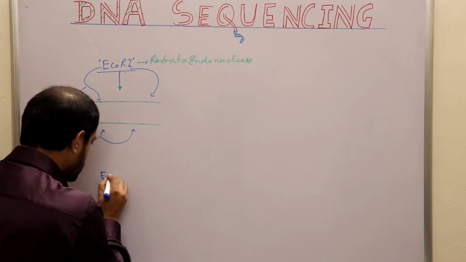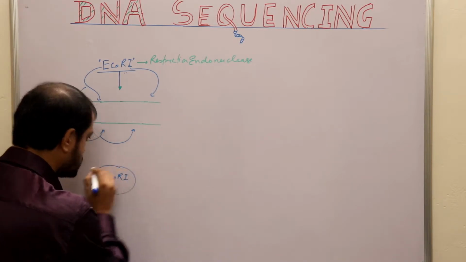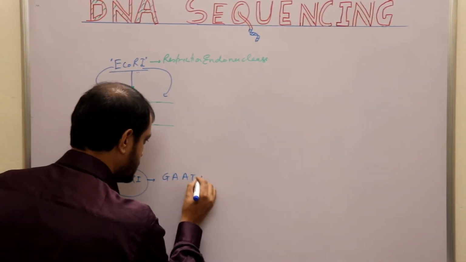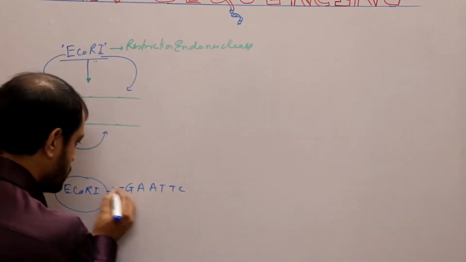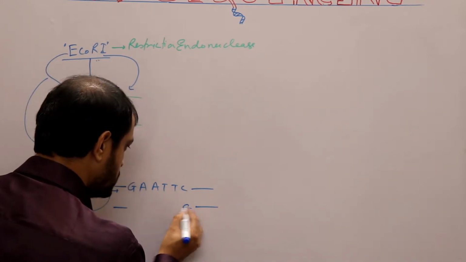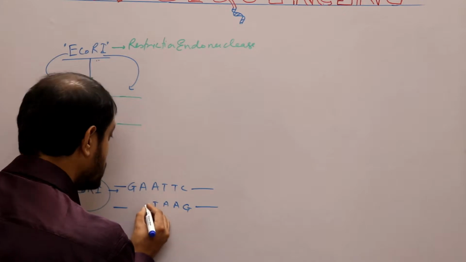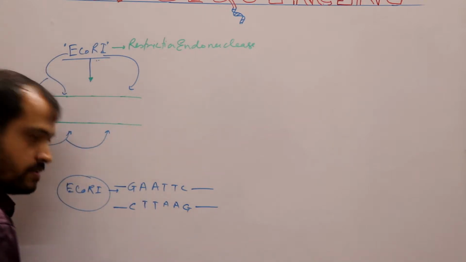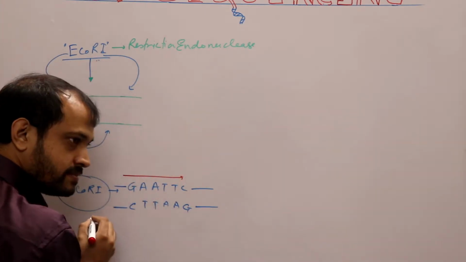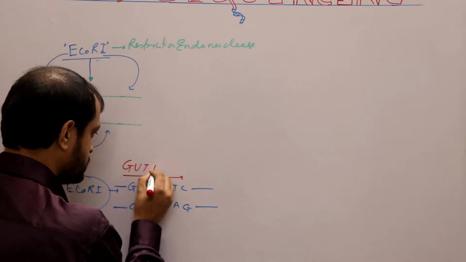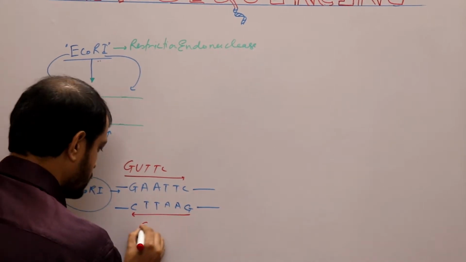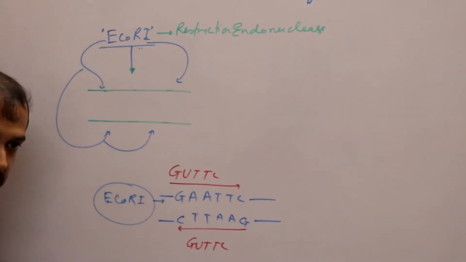Listen, this enzyme knows only one sequence, a palindromic sequence, GAATTC. What is a palindromic sequence? Read it from here: this is G, A, A, T, T, C, right? Read it from the other end, it is also GAATTC, right?